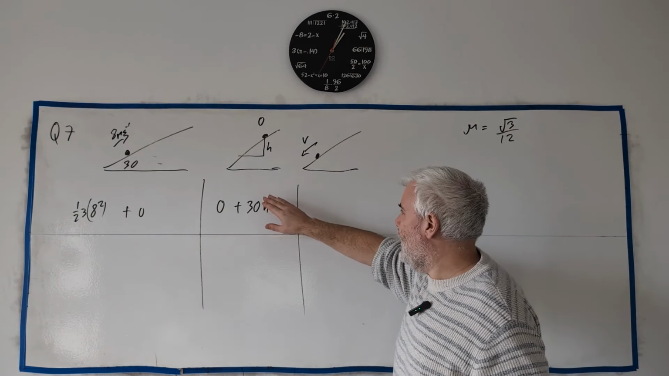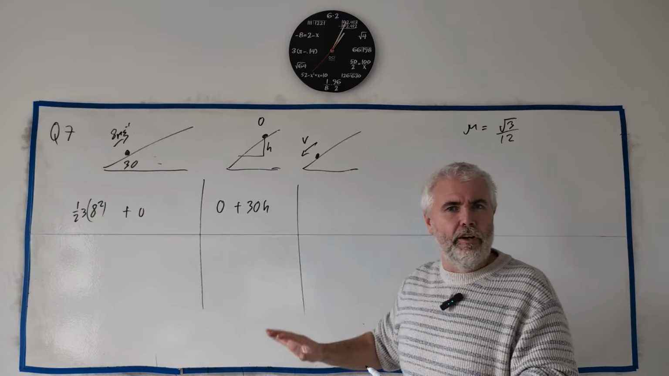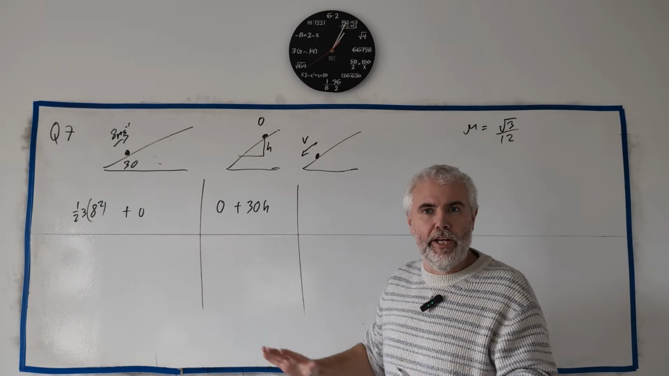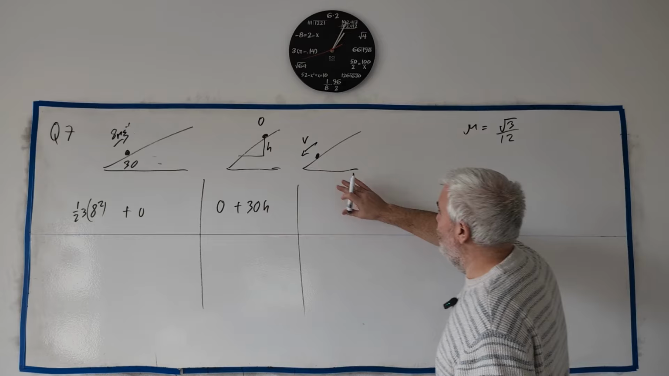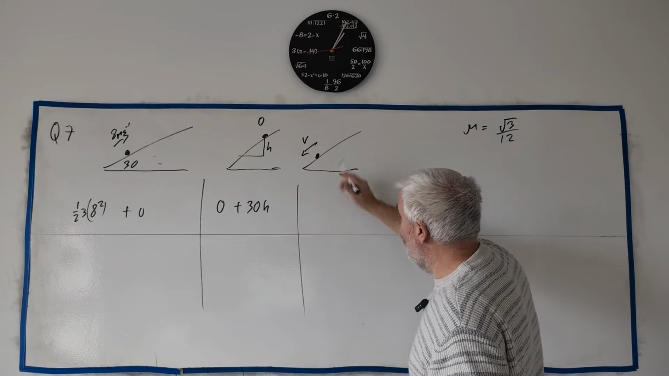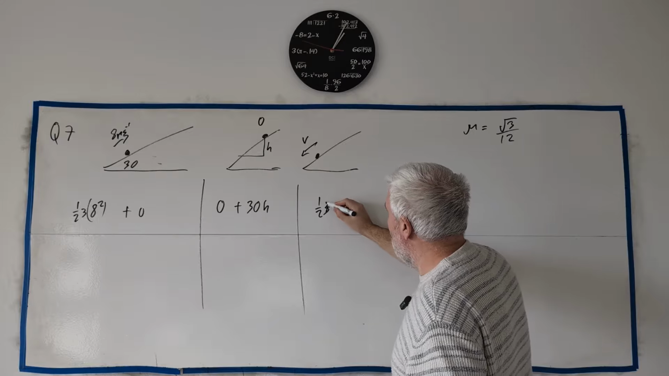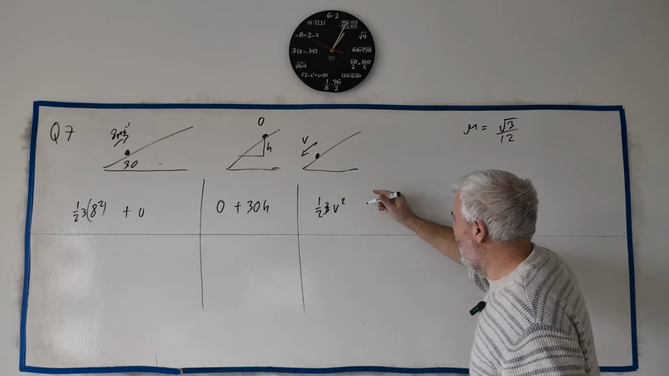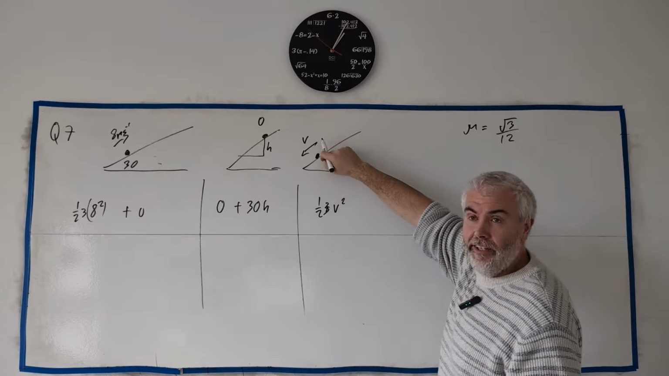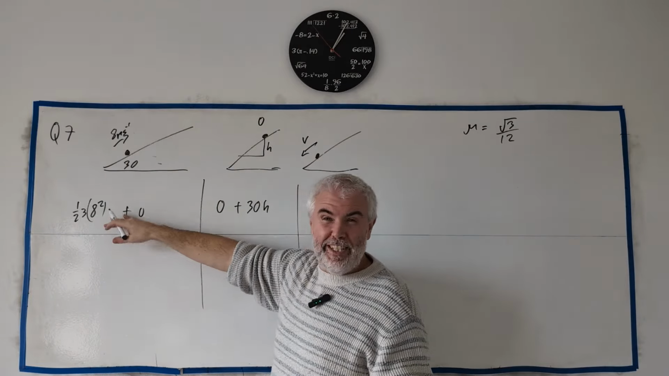So you could deal with this later on in the question in a way I'll point out in a few moments. And then at the end, the last state, it will have kinetic energy again. It'll have a half m, m is 3, times v squared. And it'll have 0 potential energy. We're back to the height we started with, which we said was 0.